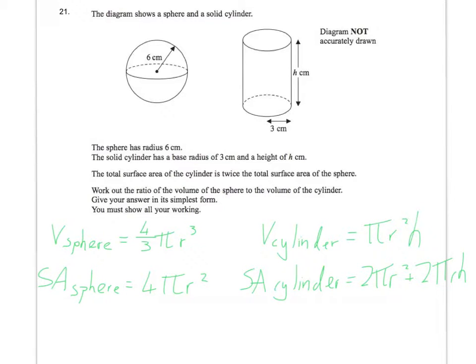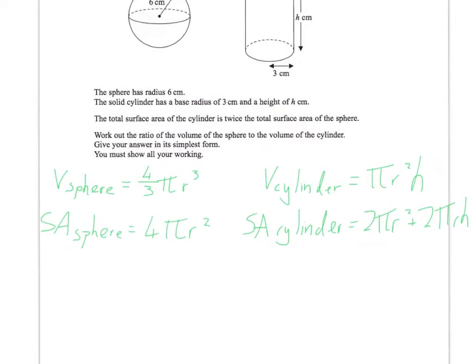So we want to work out the volume of the sphere and the volume of the cylinder. Can't work out the volume of the cylinder, I'm afraid. We don't have the height. So we need to work out what the height is. Oh, there's no information. Oh, hold on, let's look again. Total surface area of the cylinder is twice the total surface area of the sphere. So if I know the surface area of the cylinder, I can work out the height. Once I've got the height, I can work out the volume of the cylinder. So, in order to work out the surface area of the cylinder, I need to find the surface area of the sphere, and then I'm going to work backwards with that.